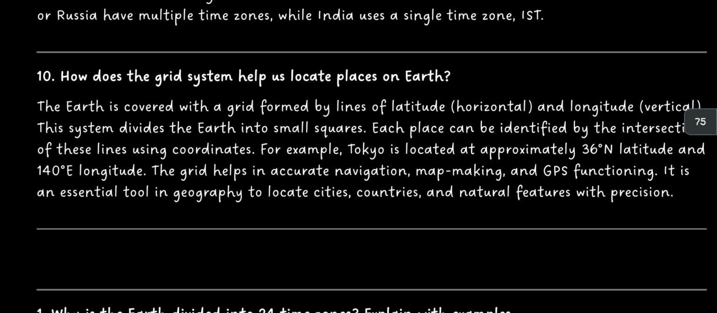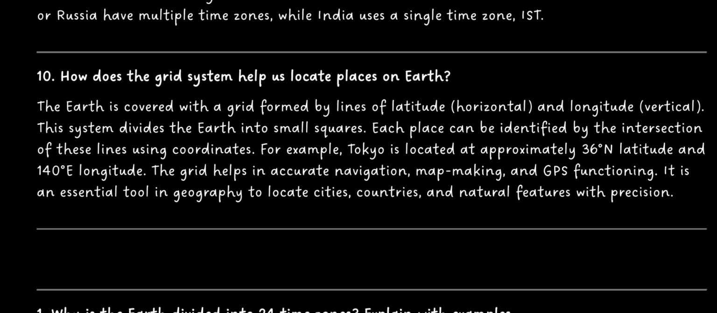Number 10. How does the grid system help us locate places on Earth? The Earth is covered with a grid formed by lines of latitudes, that is horizontal, and longitude, that is vertical. This system divides the Earth into small squares. Each place can be identified by the intersection of these lines using coordinates.